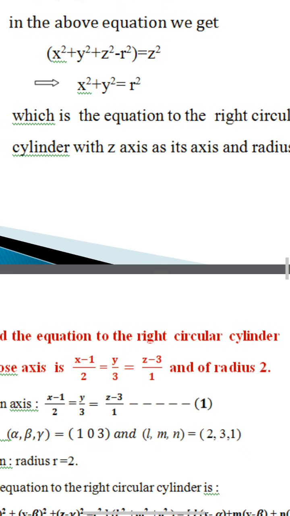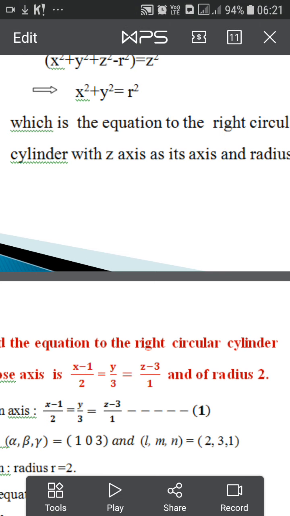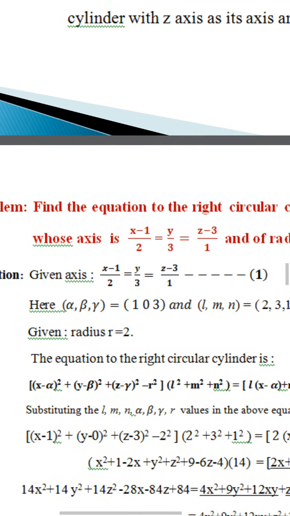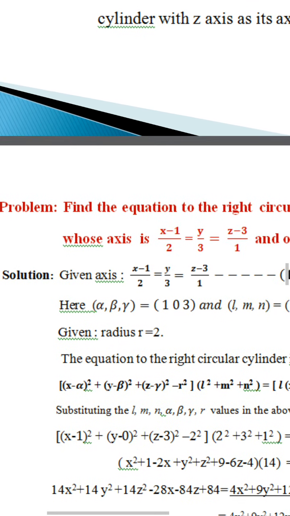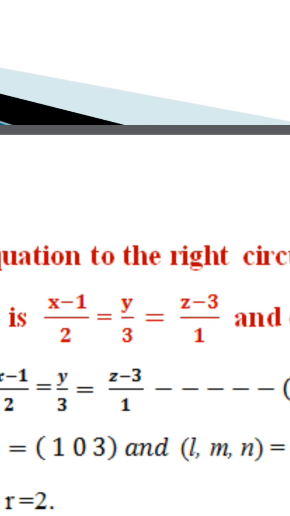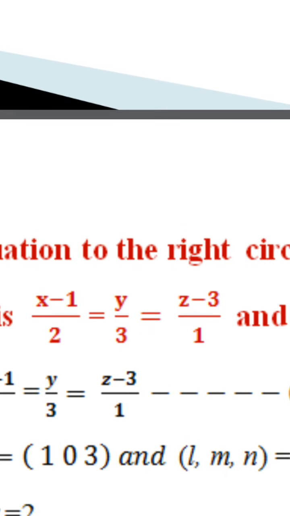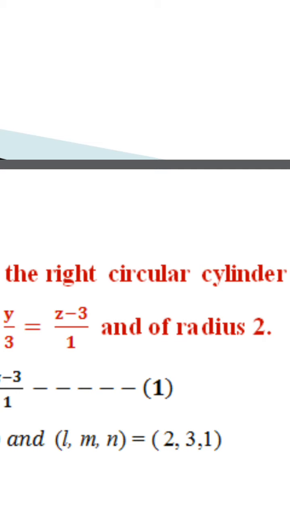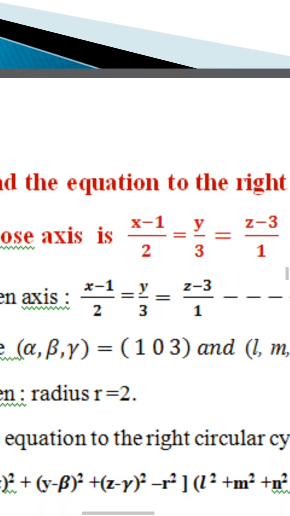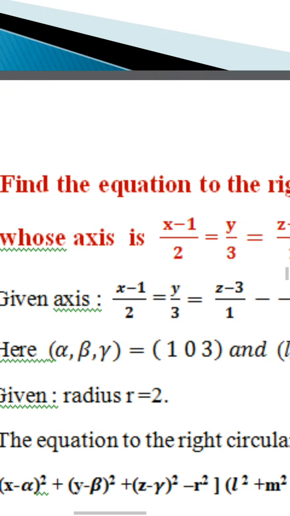Now we will look into the problems related to this. Find the equation of the right circular cylinder whose axis is, as they have given, (x minus 1) by 2 is equal to y by 3 is equal to (z minus 3) by 1, and of radius 2. So here first of all we have to write the given axis. So this is the axis they have given.